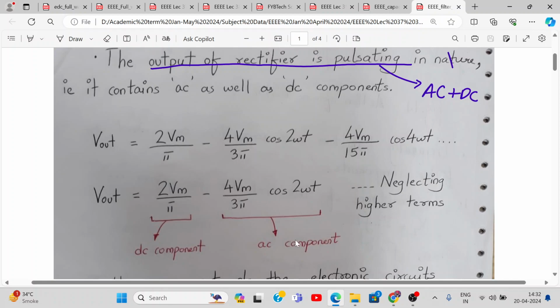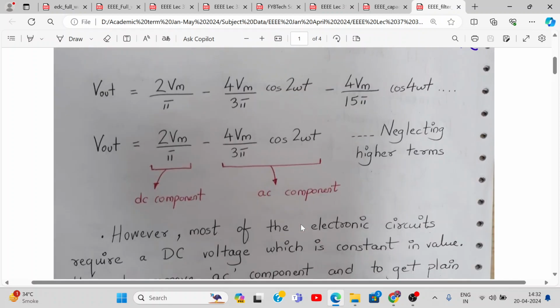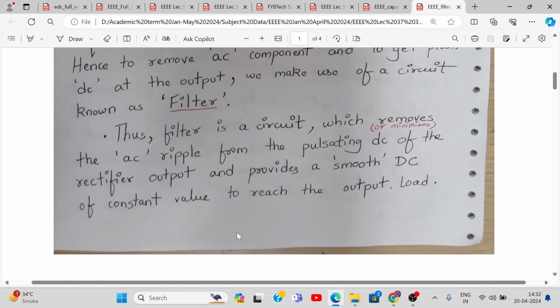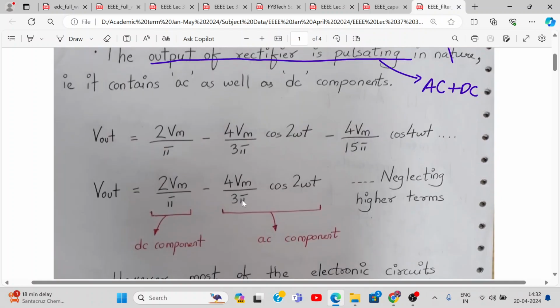So this AC component we want to filter out. That's why we require the filters. We want only the DC component at the output. Output contains AC plus DC. So to remove this we apply filter circuits, or minimize the AC component. Okay. This is the mathematical funda behind the filter circuit.